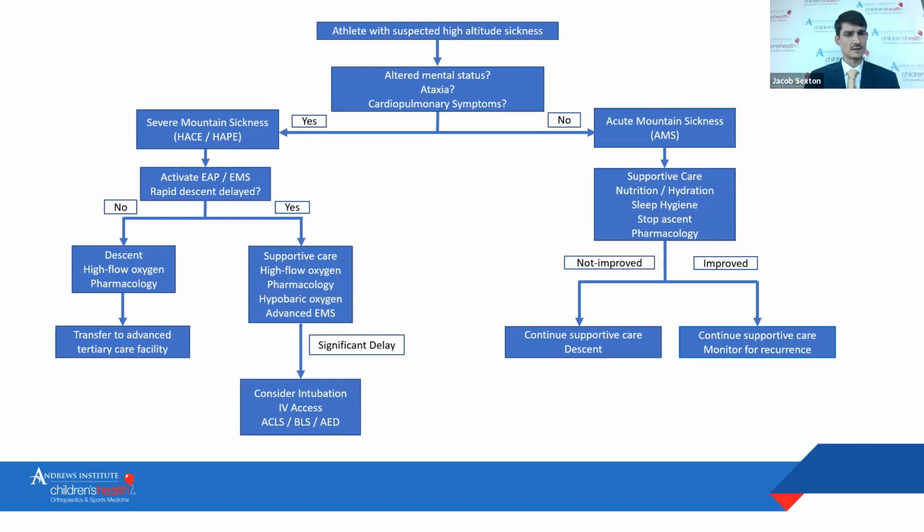or even consider descent. As opposed to the other side, if there is evidence of severe mountain sickness, such as high altitude cerebral edema or pulmonary edema, you should activate your EAP and EMS. And the big question at that point in time is, is rapid descent delayed?